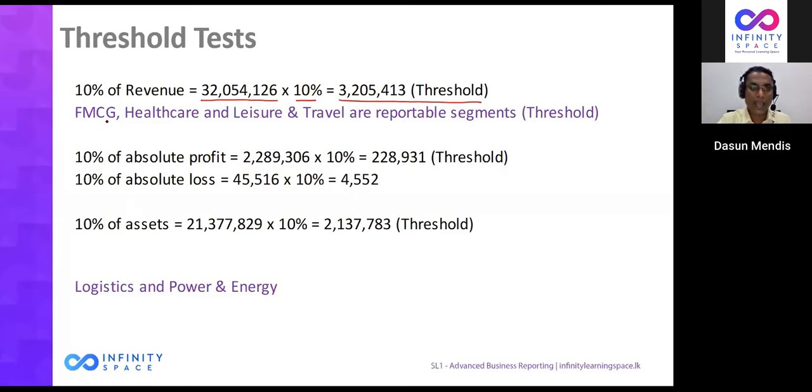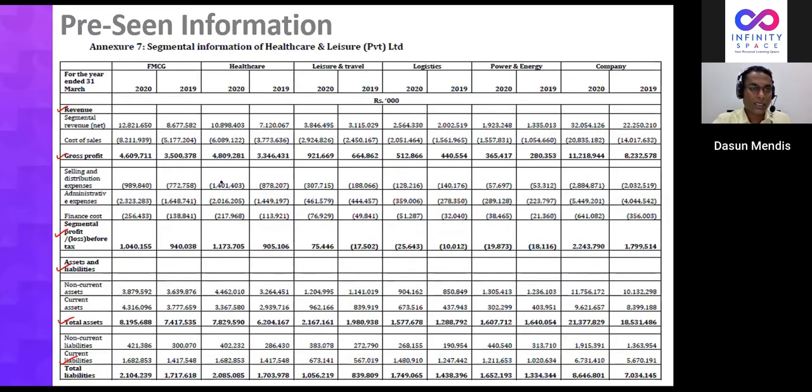Now, if I go back, you see FMCG. What is the revenue of FMCG? 2020 current year, above the threshold, reportable. Healthcare, above the threshold, reportable. Leisure and travel, above the threshold, reportable. But what about logistics and power? They are below the threshold here.